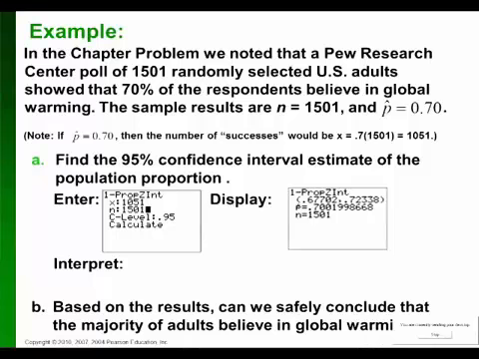Just to check that I've typed everything into the calculator correctly, notice that the calculator gave me p hat, the proportion of the sample. That should be what was given to me as the proportion of the sample. It's not exactly 0.7 because we rounded this 1051, but it's darn close to it. And yes, that is the sample size that I started with, so I can make sure that I've typed everything in correctly.